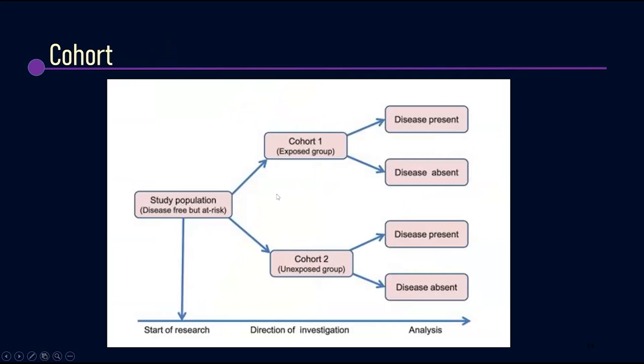Let's talk about the cohort study. Cohort studies are prospective in nature. So you start your research here and the direction of the research is towards the future, and this is how you follow the disease. The population should be at risk but disease free when you recruit the patients. For example, if you are doing a study regarding uterine disease, then males should not be recruited as the study population because they are not at risk of developing any uterine disease.